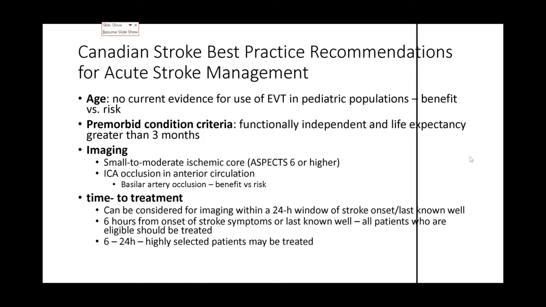In terms of time to treatment, as mentioned, 6 hours from onset of stroke symptoms or last known well, all patients who are eligible should be treated. For patients who are presenting within the 24-hour window, imaging should be considered. And if it has been more than 6 hours of symptoms but less than 24 hours, then it's on an individual basis whether they should get treated or not.